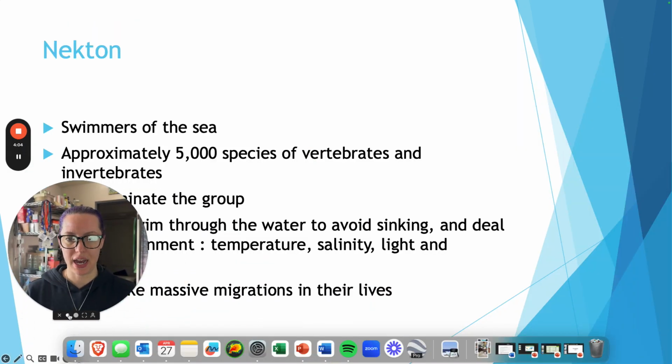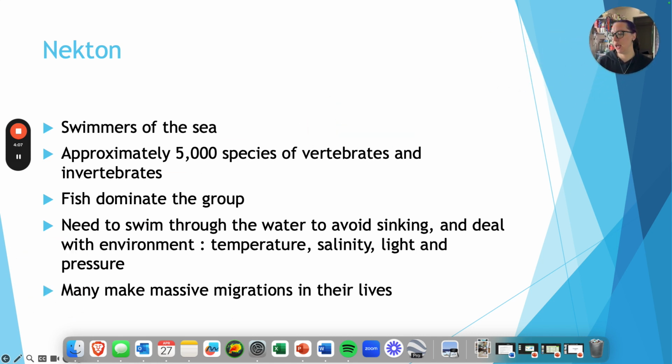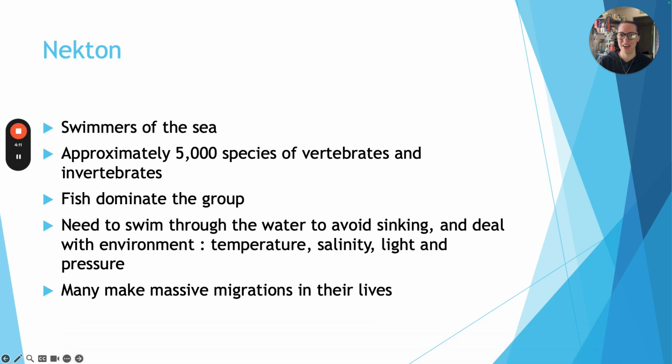With all of that, let's get into an overall overview of what nekton are. The nekton are the swimmers of the sea. At the time of your book's publication, fourth edition, there were approximately 5,000 different species of vertebrates and invertebrates. Think about the difference between a vertebrate and an invertebrate. If you stretch your back out and pop your vertebrae, what could that mean? Vertebrae means a spine, right? So vertebrate has a spine, invertebrate has no spine. Fish are the dominant section of this group.